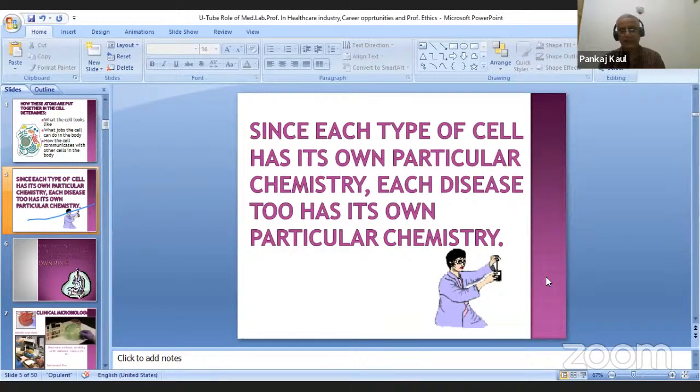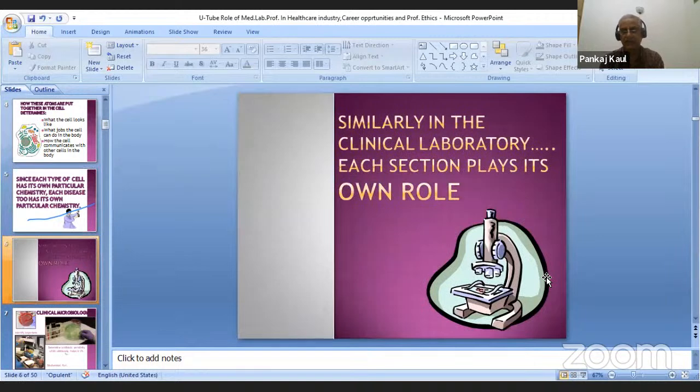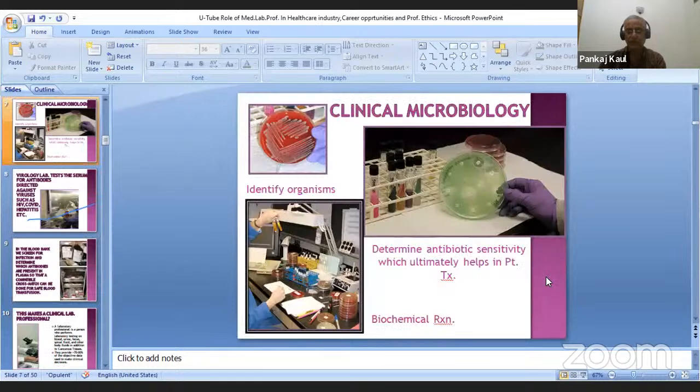Since each type of cell has its own particular chemistry, each disease too has its own particular chemistry. Similarly, in the clinical laboratory, each section plays its own role in its own way. While we are working in clinical microbiology, we identify the organisms first, which are collected from the patients. We do biochemical investigations to identify what type of organism it is, and then we determine its antibiotic sensitivity, which ultimately helps in the patient's treatment.